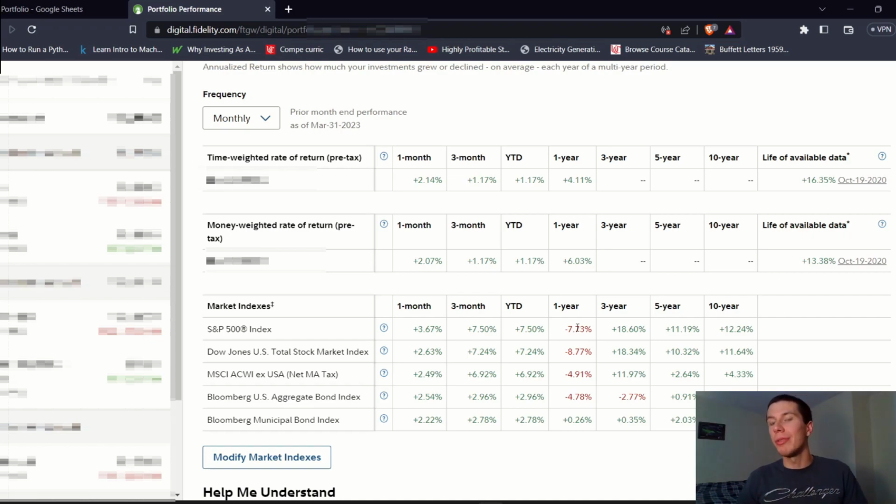So the 1 year time frame there is a little bit longer, so it is a little bit more meaningful. But at the same time, we don't want to see ourselves consistently underperforming the market every single month. So hopefully we'll be able to do better.